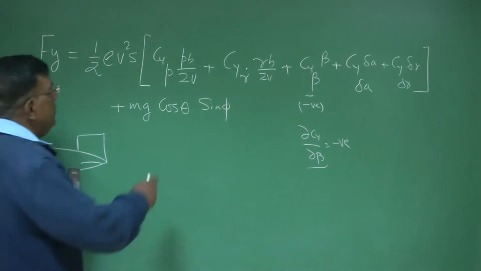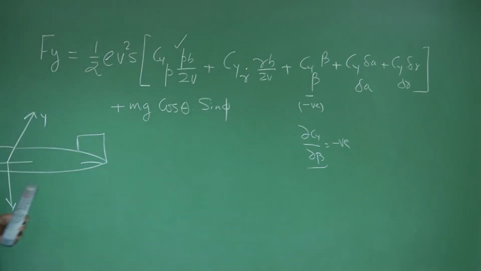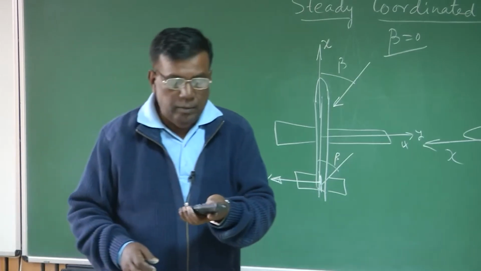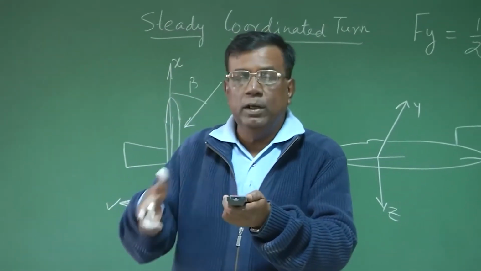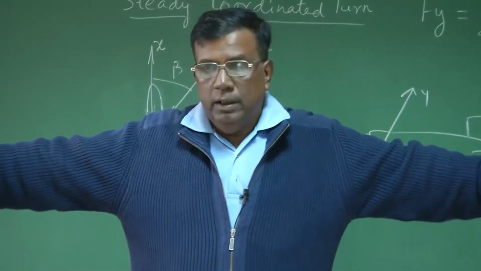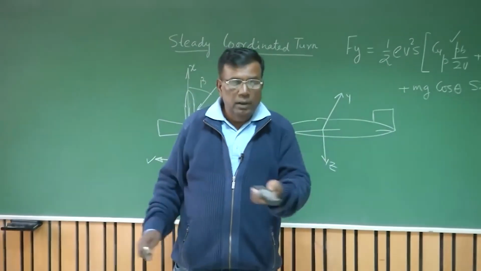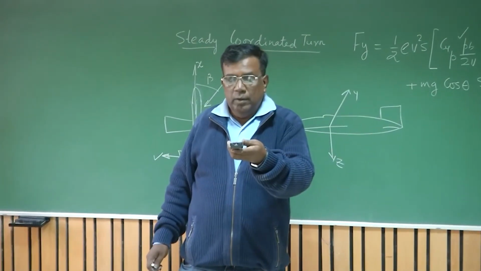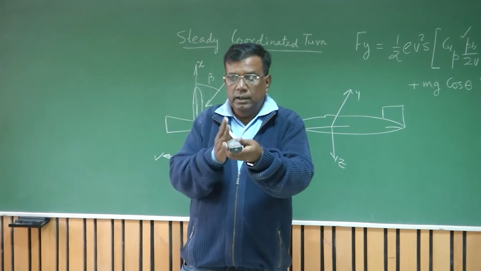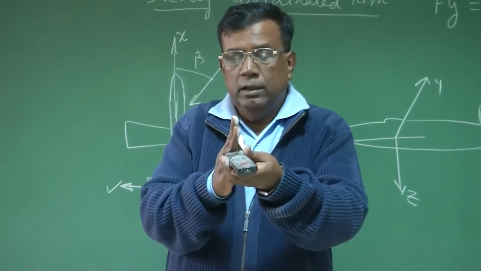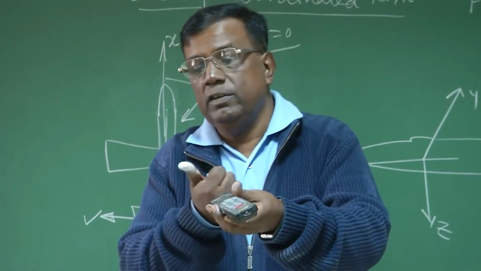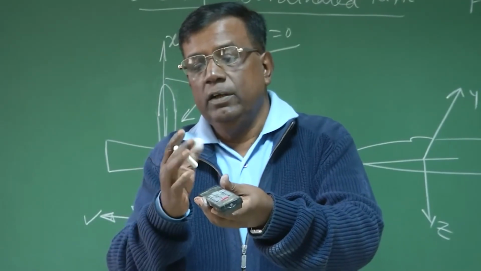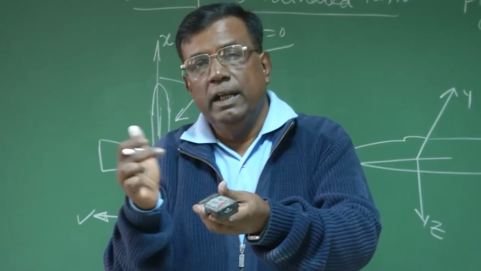Now let us talk about CYP. What is CYP? Suppose this is the airplane. What is P positive? P positive is right wing going down. So if I roll this airplane positive like this, now imagine there is a vertical tail here. As it rotates, the vertical tail also rotates in the same direction, so it pushes the air towards positive Y. So it also experiences a force in the negative Y direction.